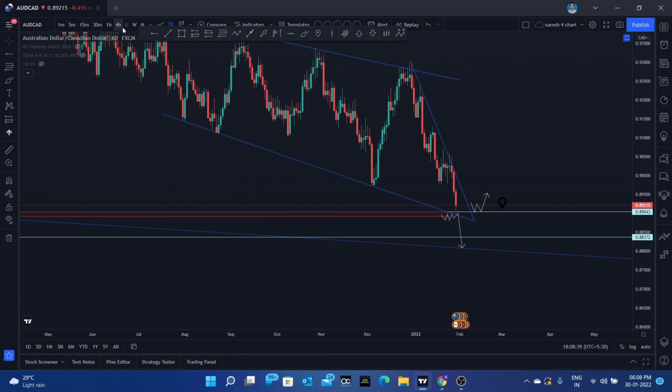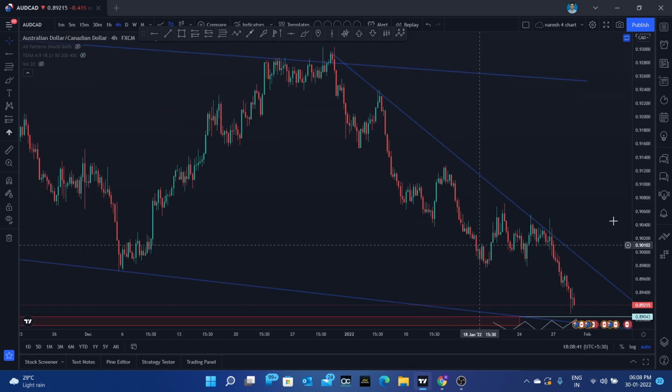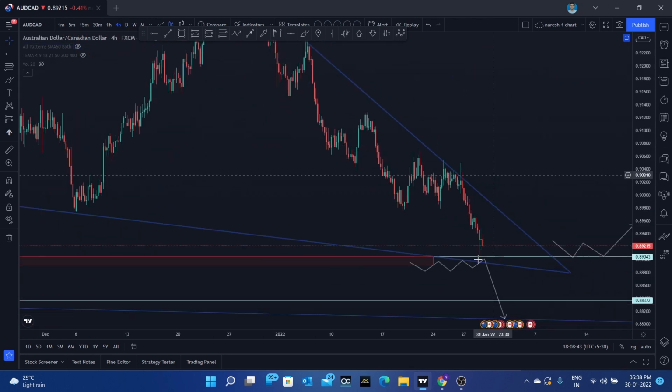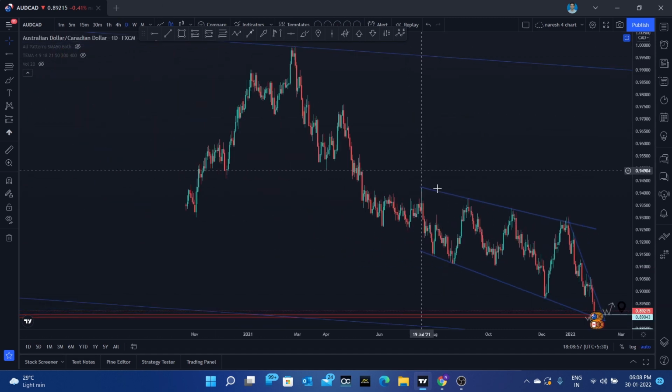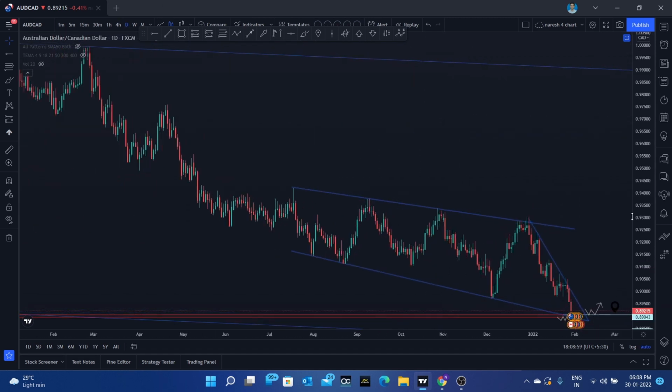Mostly, even if it is going down here, it can reverse back anytime, guys. So be careful. Wait for some kind of consolidation here, and if it is breaking this level, you can go for a lower target here. I'll be showing you in the 1 day time frame.